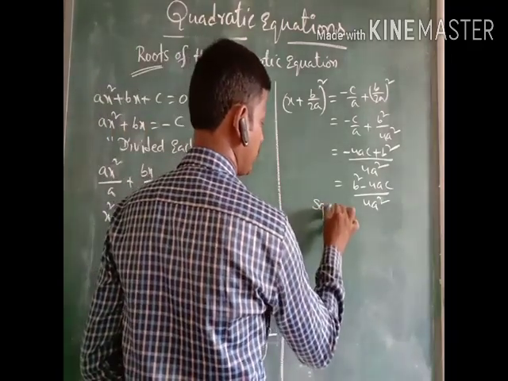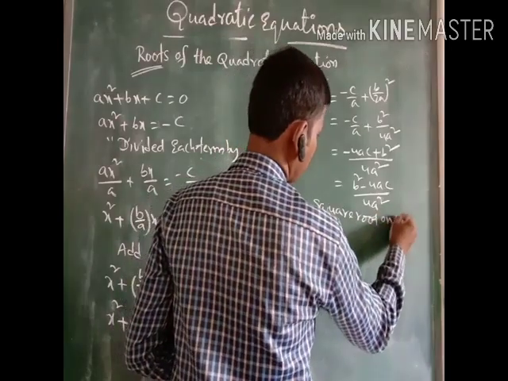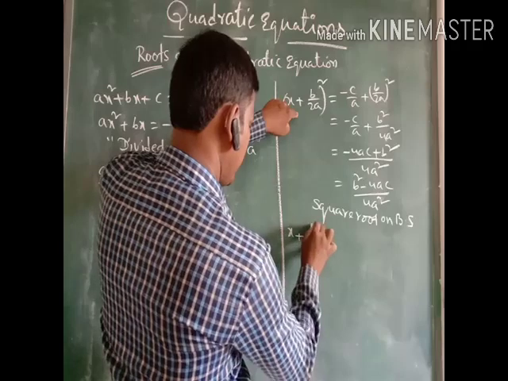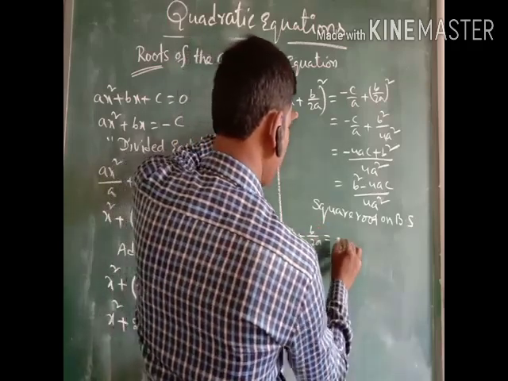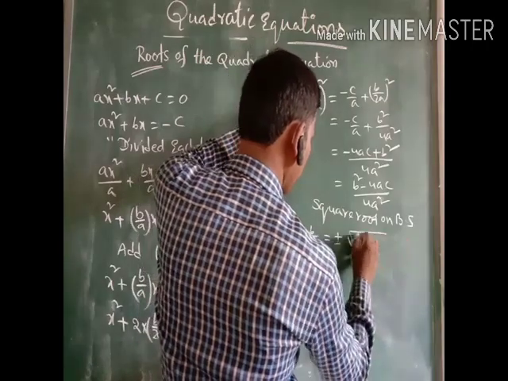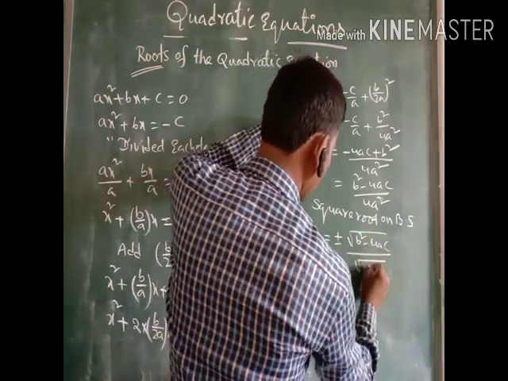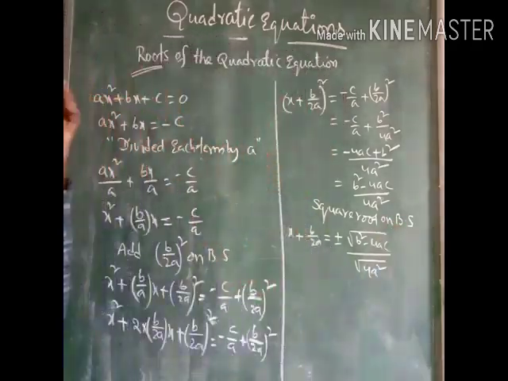Take square root on both sides. And what happened? x + b/2a is equal to plus or minus square root of b² minus 4ac by root 4a². Numerator and denominator, take individual square roots.